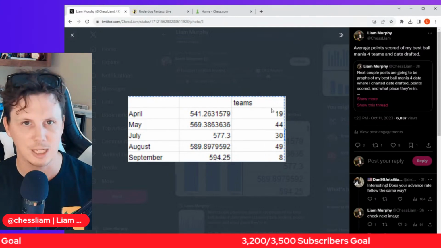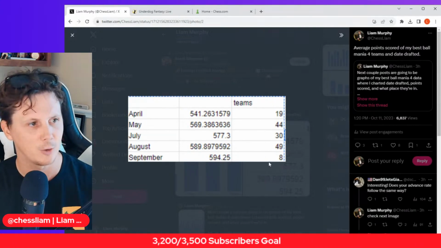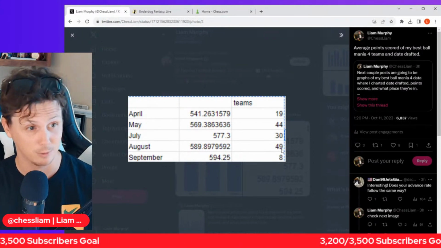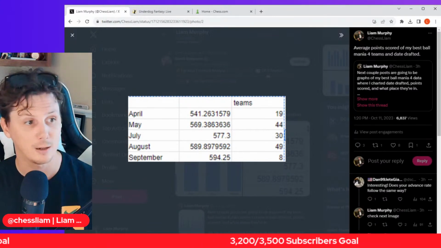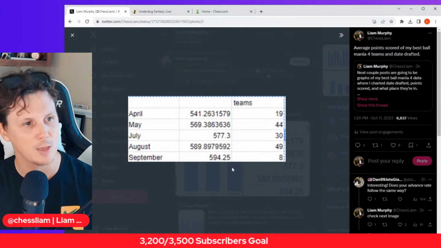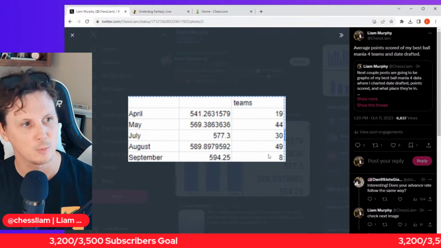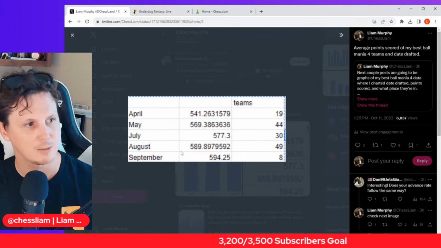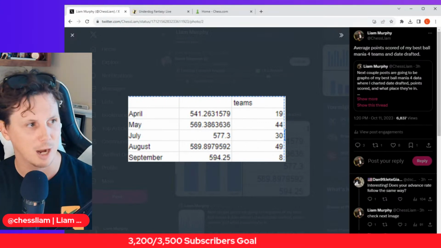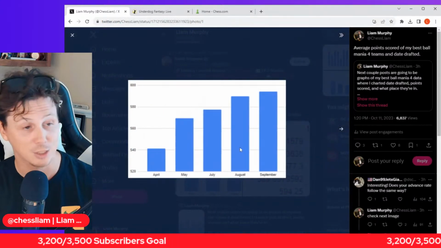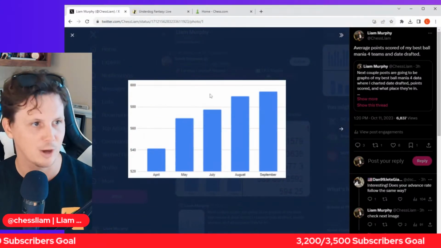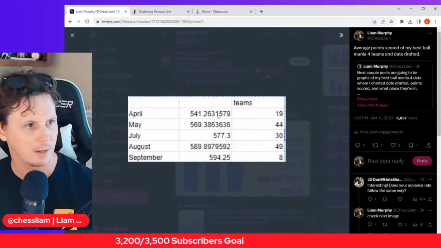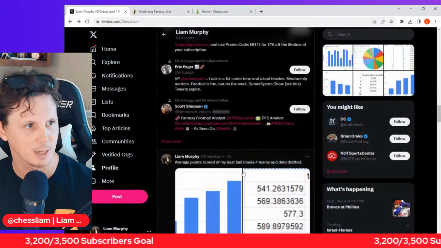The teams is the count of each team here. So the September number is high, but it's only 8 teams. The August number is a hefty sample of 50 teams, and that's 590. So this is a clear trend that my later drafted teams are scoring more points. 44 teams in May, 569. 49 teams in August, 589. So about 20 points higher. But keep in mind, my highest scoring team in the whole contest right now was drafted in May. So this bears out in an easy way to see it, with the data showing you the count for the sample size.